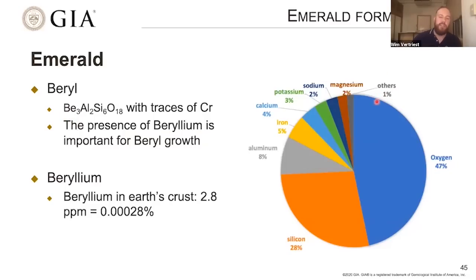And it is actually so rare that we only find 2.8 parts per million of beryllium in the crust. That is 0.00028%. That is extremely rare. That is comparable to taking the entire city of Los Angeles and putting together one basketball team. So that's not a lot. That's very, very low concentration.